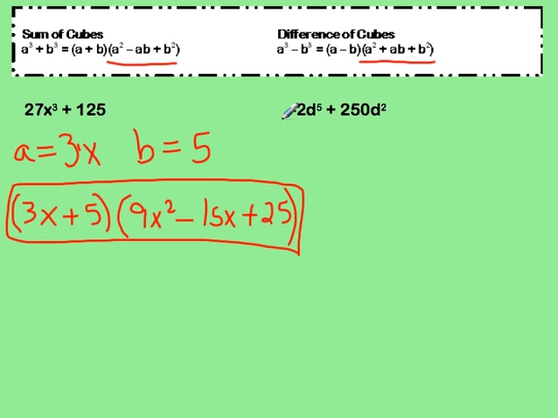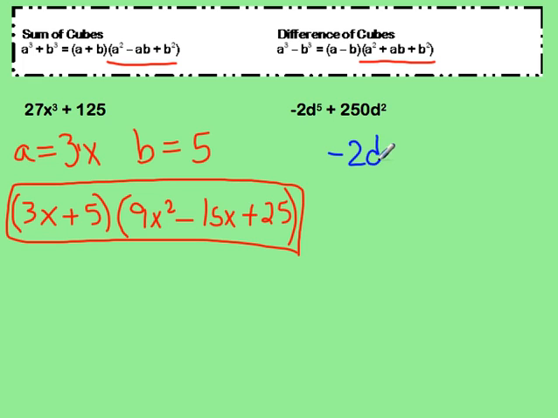Next one. Again, look for a common factor. I can take out a 2. I'm going to go even further. I'm going to take out the negative 2. So that'll make this first term positive. It's always a little easier if you make the first term positive. I can also take out a d squared.